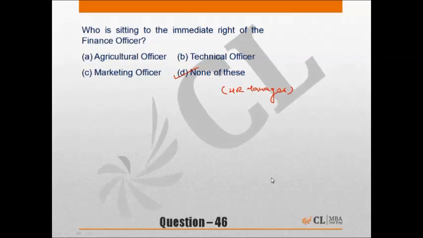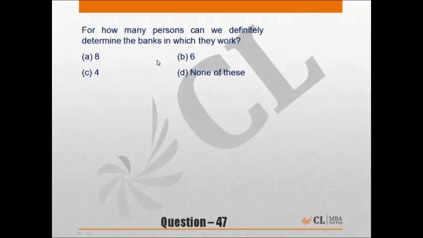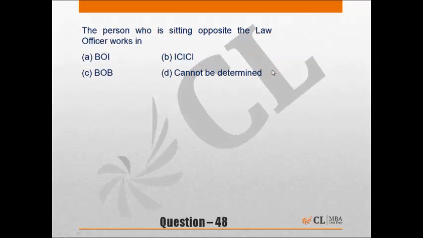Let's go to the next question, question 47. For how many persons can we definitely determine the banks in which they work? 6. We could not determine who works for Citi or who works for BOB. So for 6 banks we have been able to identify the people working.